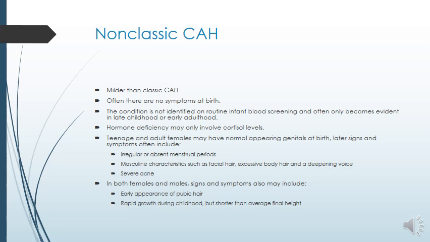And in both females and males, the signs and symptoms of non-classic CAH may also include early appearance of pubic hair and rapid growth during childhood, but shorter than average final height.